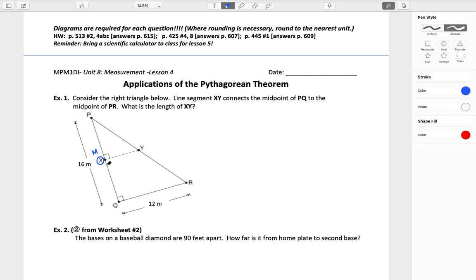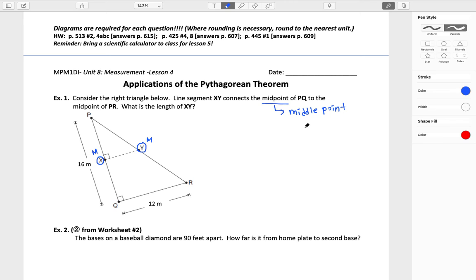Then the midpoint of PQ to the midpoint of PR. So PR must have a midpoint as well. We may not know what a midpoint is. Midpoint is right in the middle point.